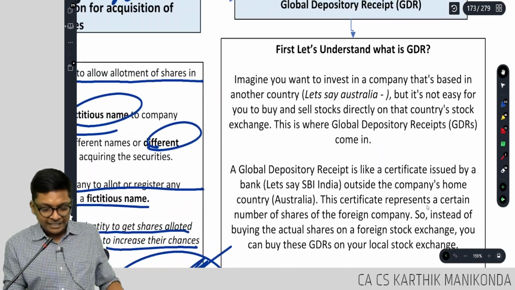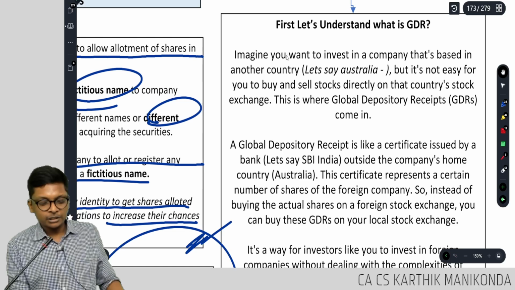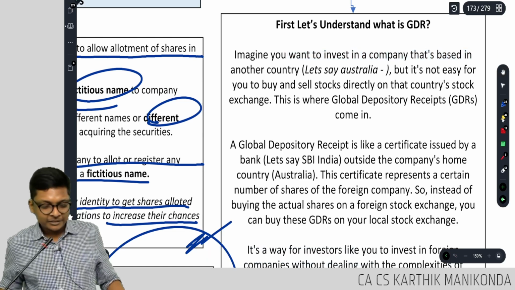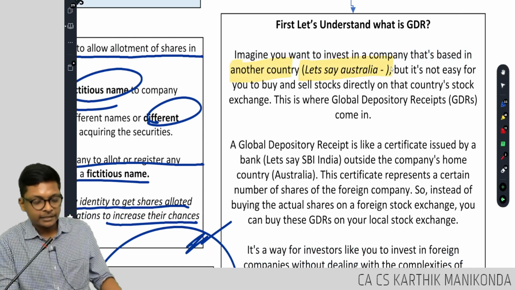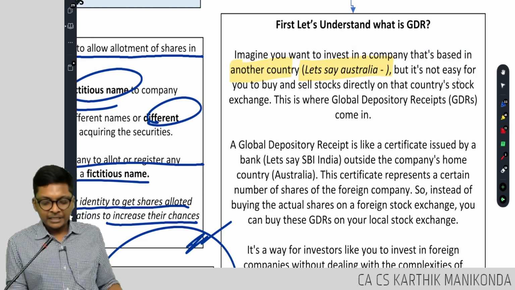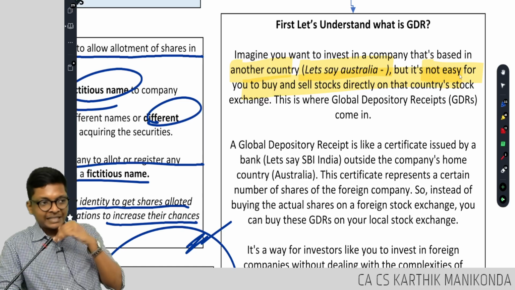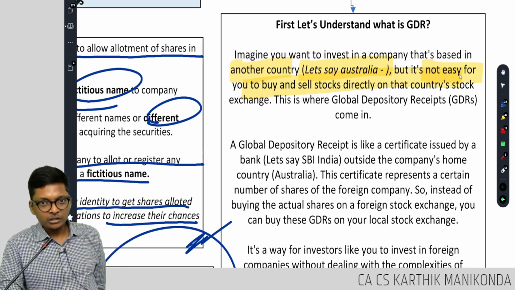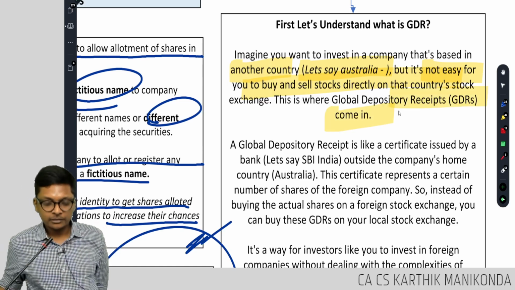Detailed explanation of GDR I have given it here. See, imagine you want to invest in a company that's based in another country, let's say Australia, but it's not easy for you to buy and sell stocks directly on their stock exchange. That's where GDR comes in.